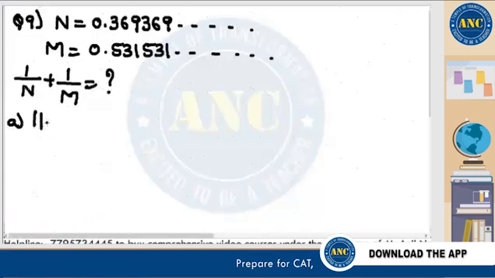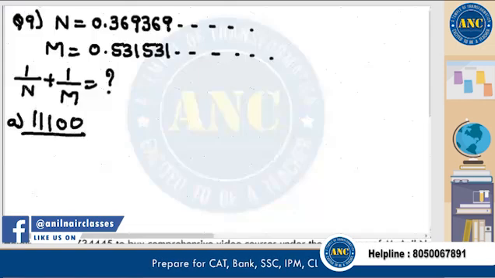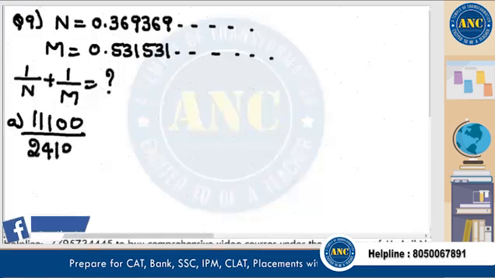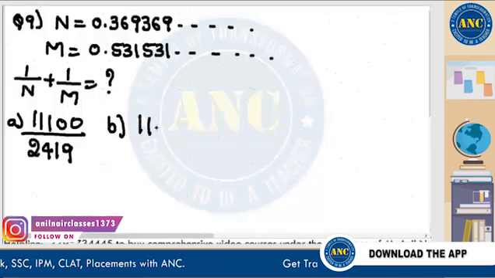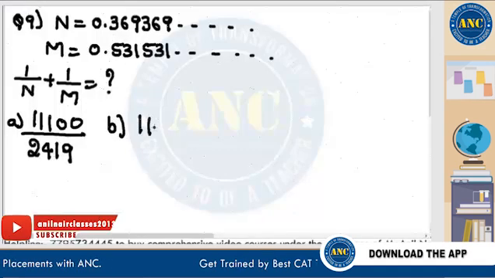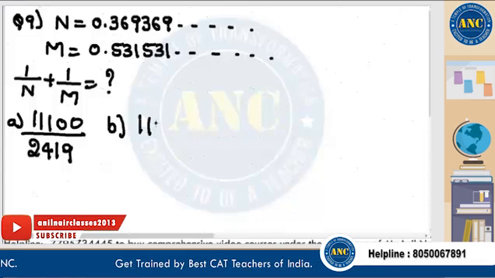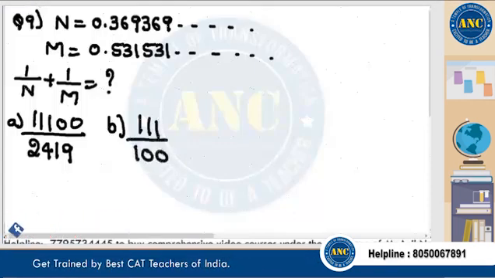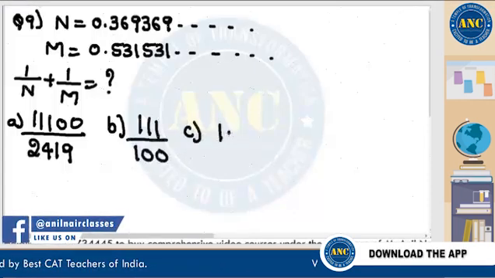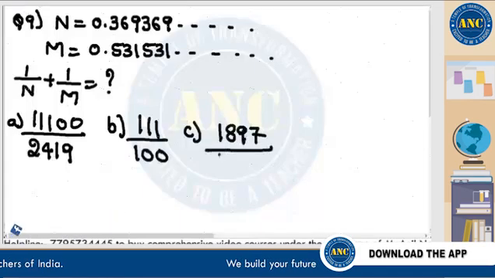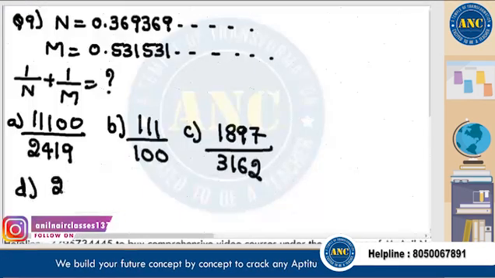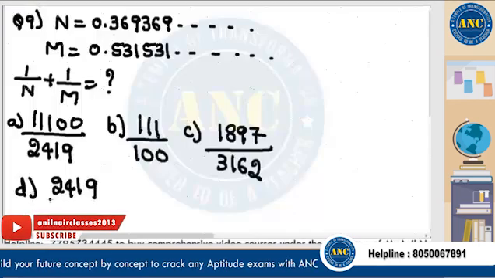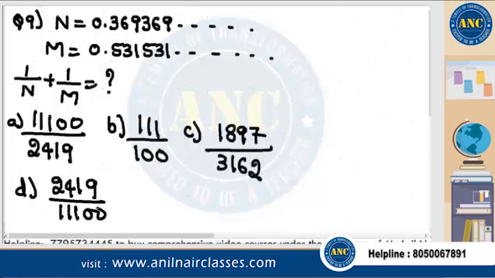Options: original question. 11100 divided by 2419. This is nothing but 111 divided by 100. This is nothing but 1897 divided by 3162. I am just writing as it is from the SSC previous year paper. It is nothing but 11100. This is the question.